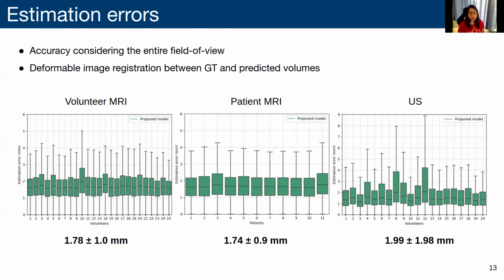These plots present the error distribution considering all spatiotemporal voxel-wise displacement for the 3 datasets. It can be observed that in all cases, the median errors are smaller than 3 millimeters. Also, the overall computed mean error was 1.78, 1.74, and 1.99 millimeters for volunteer MRI, patient MRI, and ultrasound datasets, respectively.